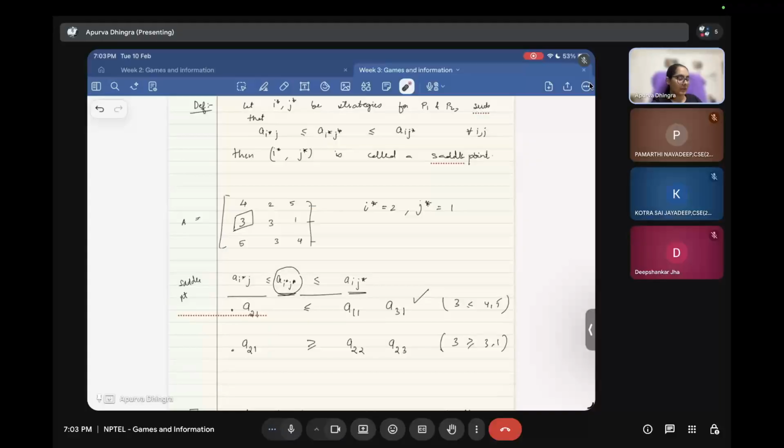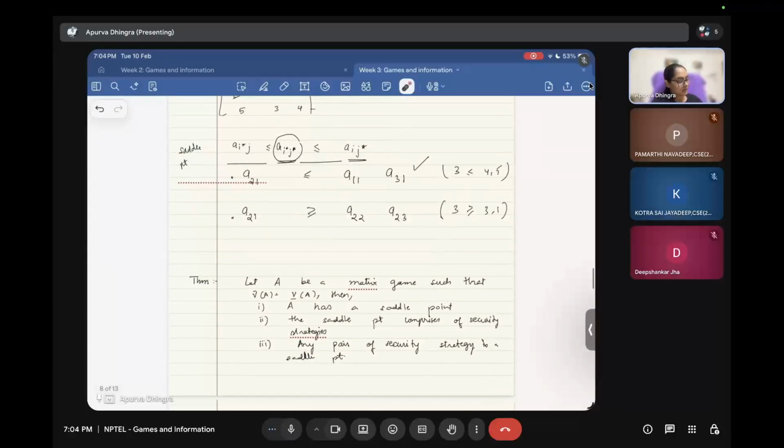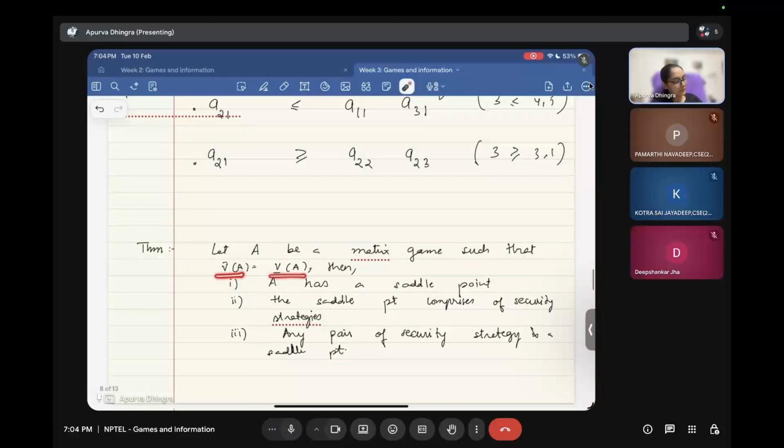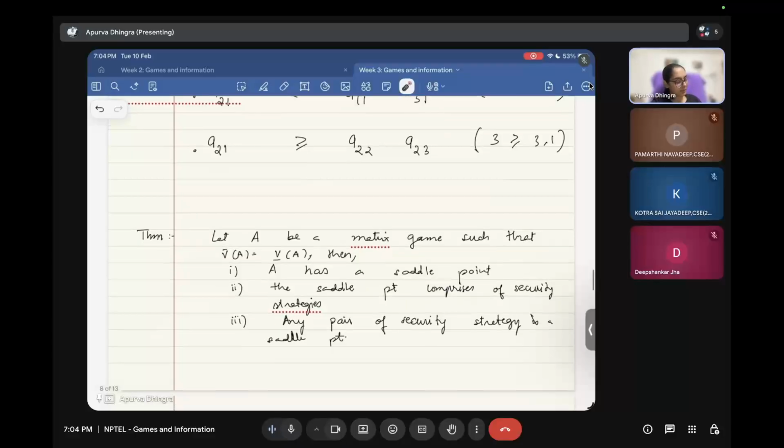Now, the reason for doing all this is because there is a theorem which says that if the security levels of the two players match exactly in value, then that matrix has a saddle point. It can have more than one saddle point also, there's nothing against that, but it has at least one saddle point. That's the claim of this theorem. And since there is a saddle point, it's the security strategies that would have been used. So this is comparing the idea of a saddle point with the security strategy. In this scenario, the saddle point is comprised of the security strategies themselves. And even the converse is true, meaning any pair of security strategies in such a game would form a saddle point.